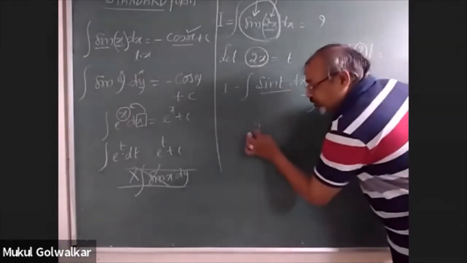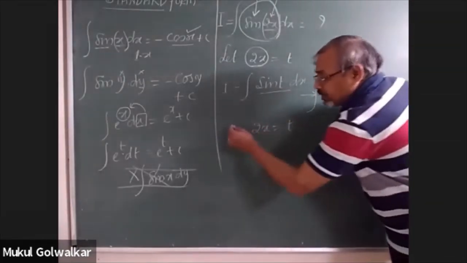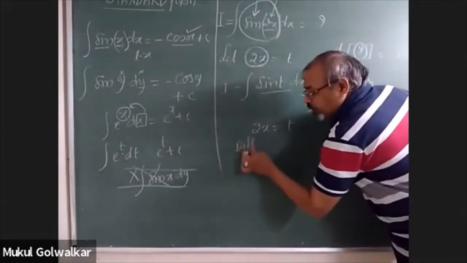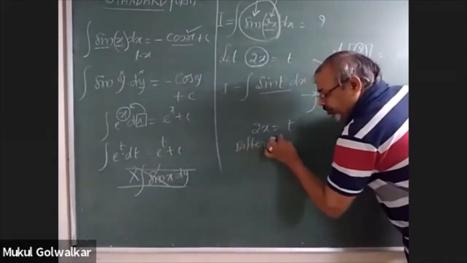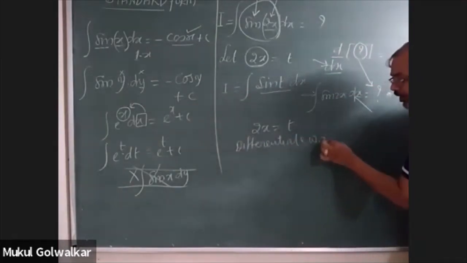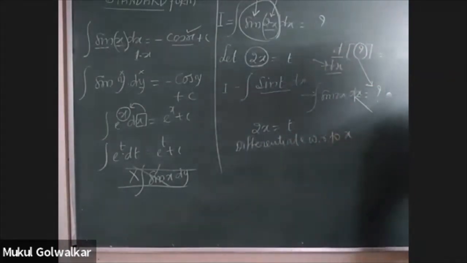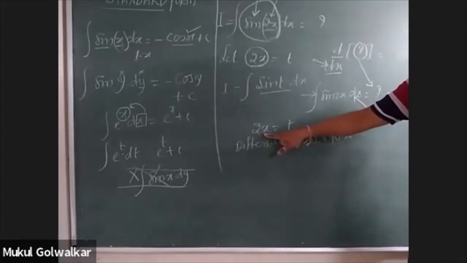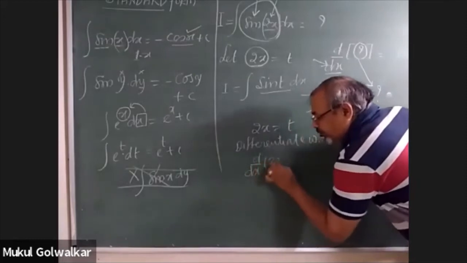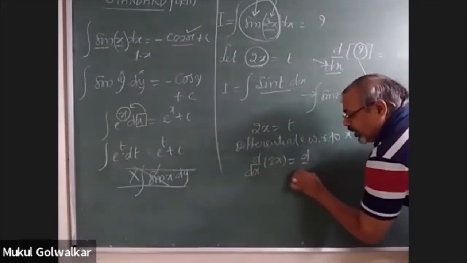So this substitution 2x is equal to t, we differentiate with respect to x. So what is the derivative of 2x? Let us write it in this manner. d by dx of 2x is equal to d by dx of t.